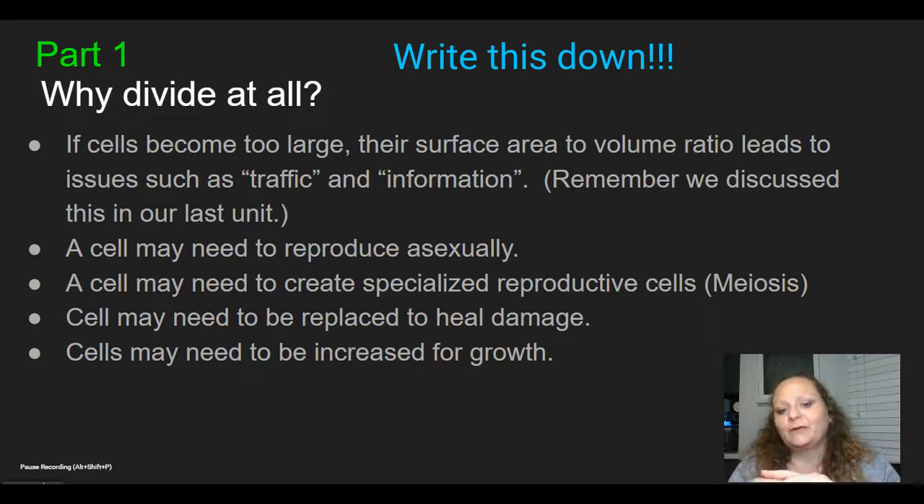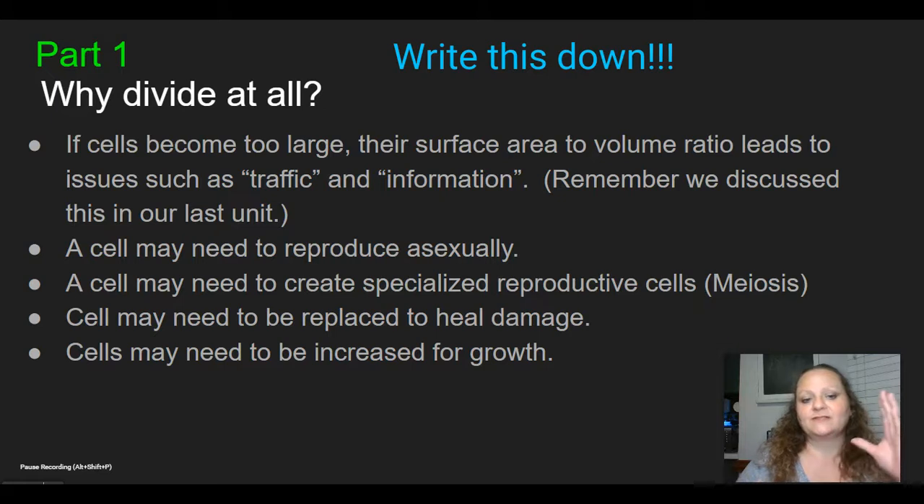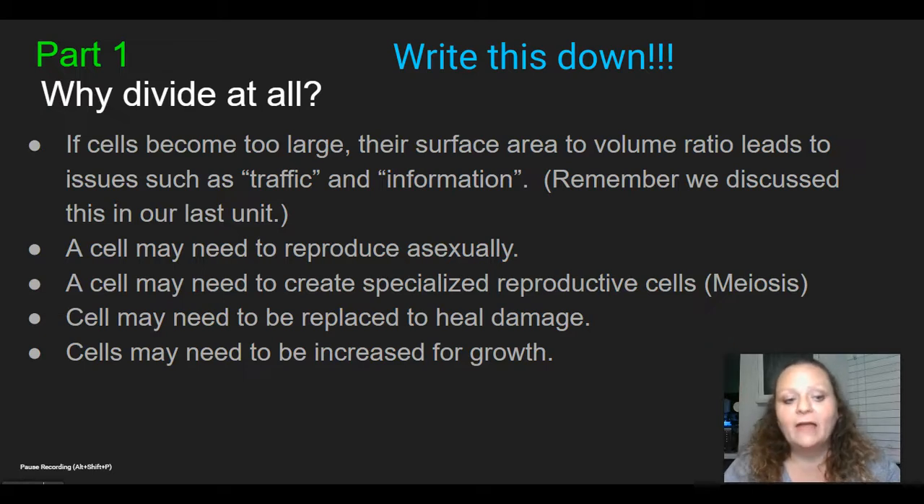Cells may need to create those specialized reproductive cells. This is the process of meiosis. I told you you need to know the definition of it, but not really the steps. So meiosis is just the creation of specialized reproductive cells. Cells may need to be replaced to heal damage, and cells may need to be increased so that an organism can grow.